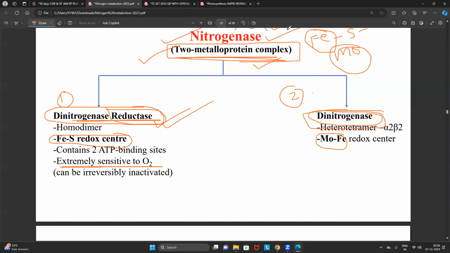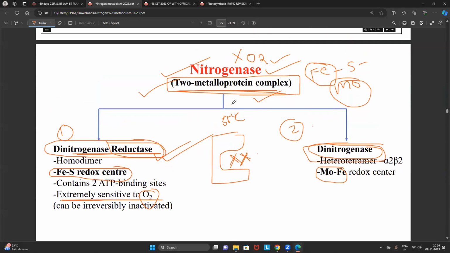See an example, because it is an enzyme, friends. Suppose this is the enzyme. If I increase the temperature up to 55 degrees centigrade, what happens? The active site gets damaged. Similarly, with more oxygen, the active site of the enzyme gets damaged. That is the reason we are repeatedly saying that the nitrogenase enzyme is inactive when there is a presence of oxygen.